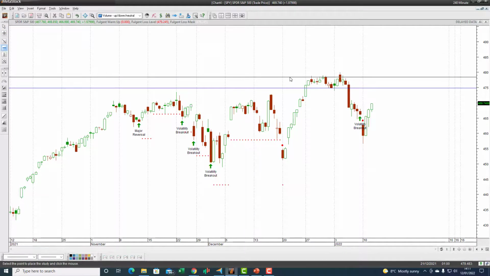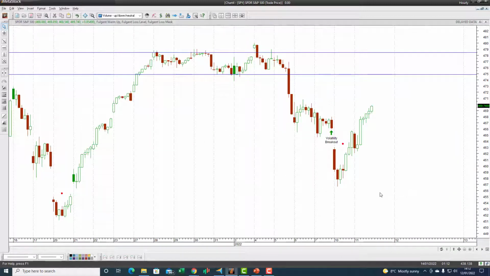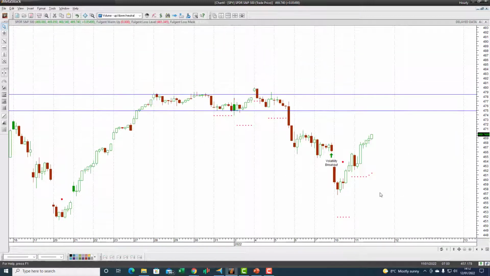So it will be interesting to see if we're going to get back to these levels on a 4 hour chart. But keep an eye on those levels. We had a volatility breakout signal, and so far so good. Let's take a look at the hourly chart. Takes a second to refresh the signal.